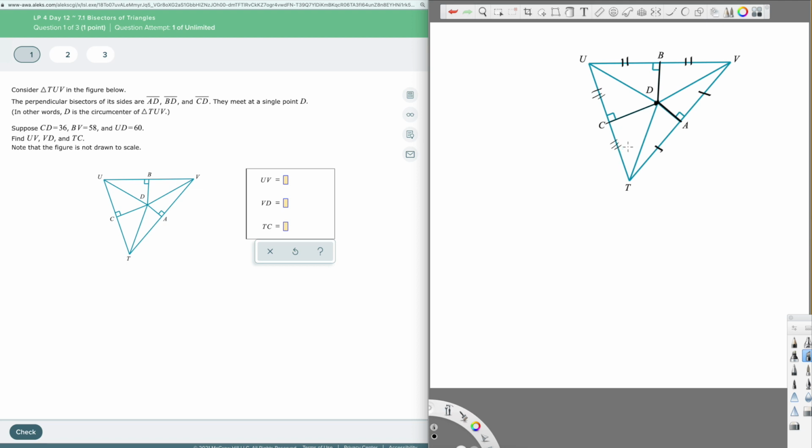So immediately I can see it's cutting a whole bunch of things in half. That's what perpendicular bisector means. It's perpendicular to the line and it's cutting it in half.